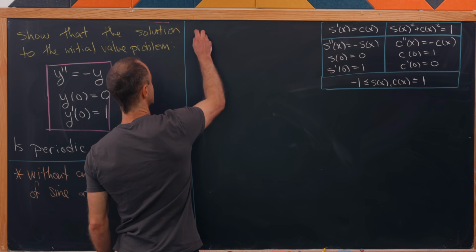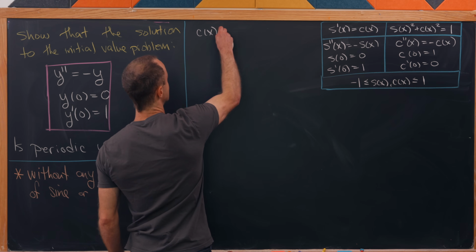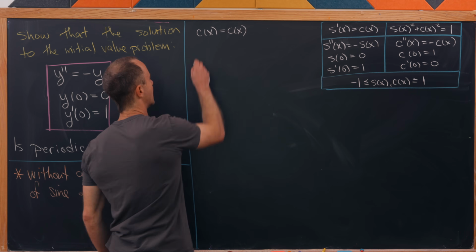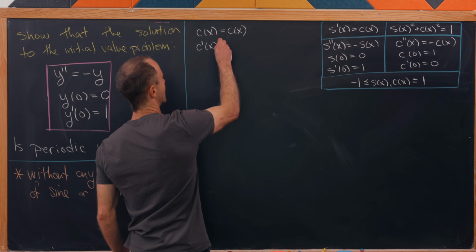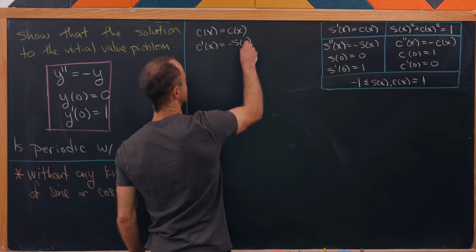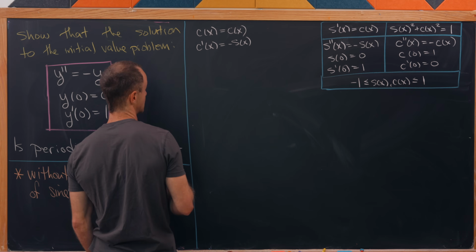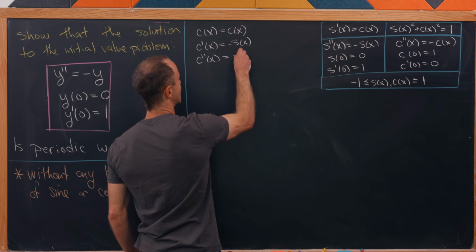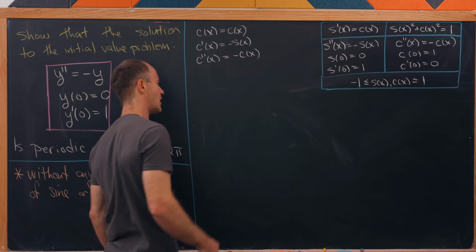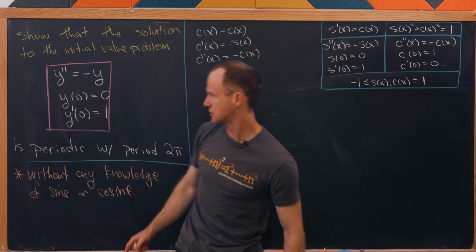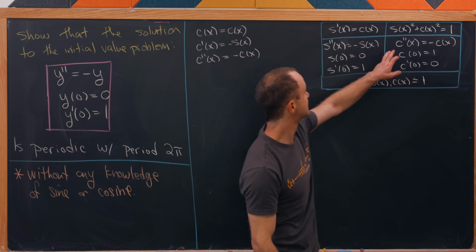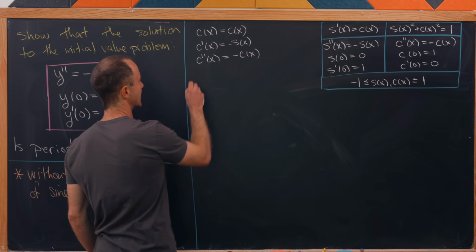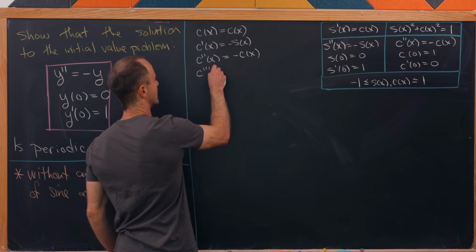Okay, so let's first note that c of x equals c of x. So that's of course true. And then we have c prime of x is equal to negative s of x. We derived that on the last board. And then we also have c double prime of x equals minus c of x. So that follows from the first derivative, but let's also recall that it is one of the differential equations that c satisfies.